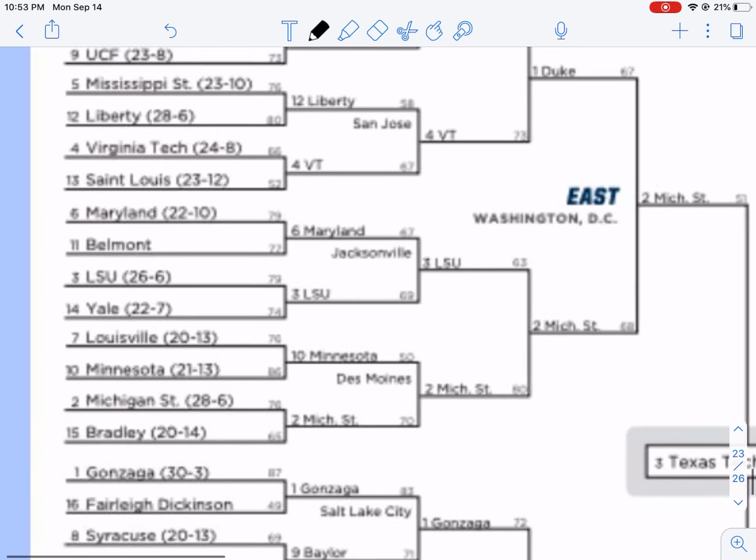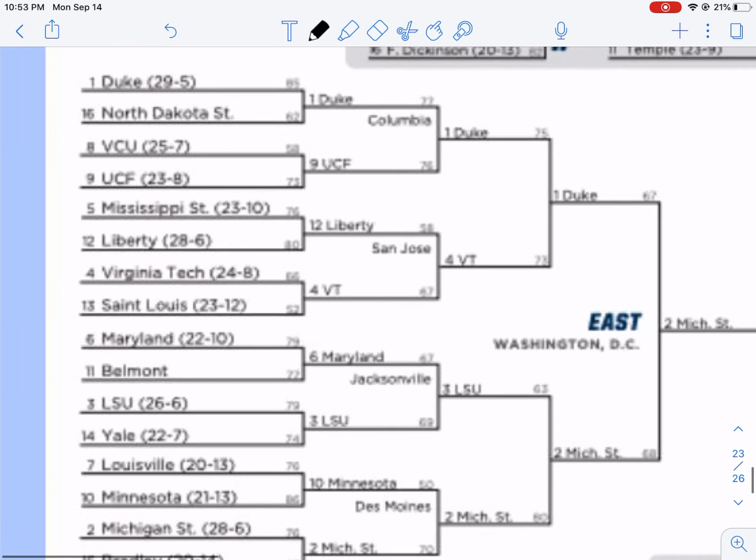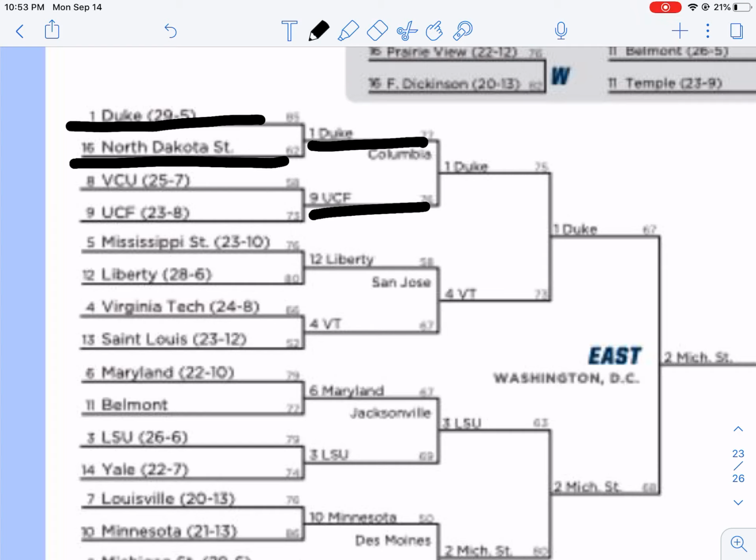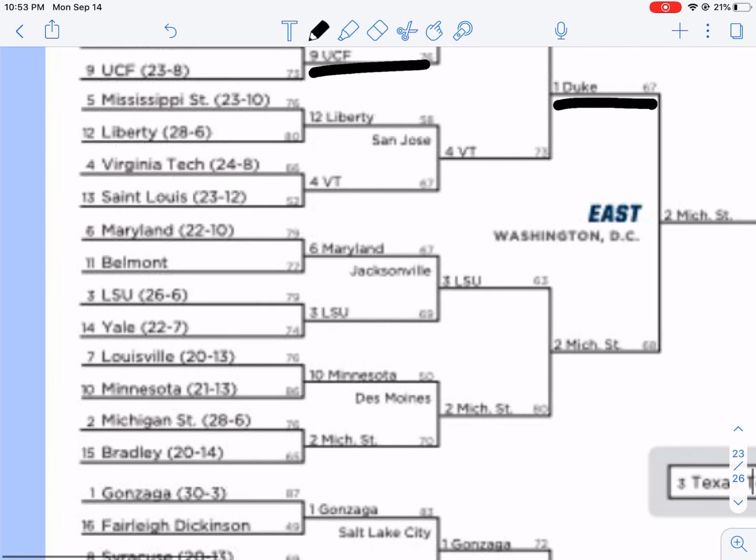So let's just look at this in a little more detail. We have Duke plays North Dakota. Duke wins. All right, then Duke plays UCF. Duke wins. Duke was the number 1 seeded team. Then Duke goes up against this bracket here.